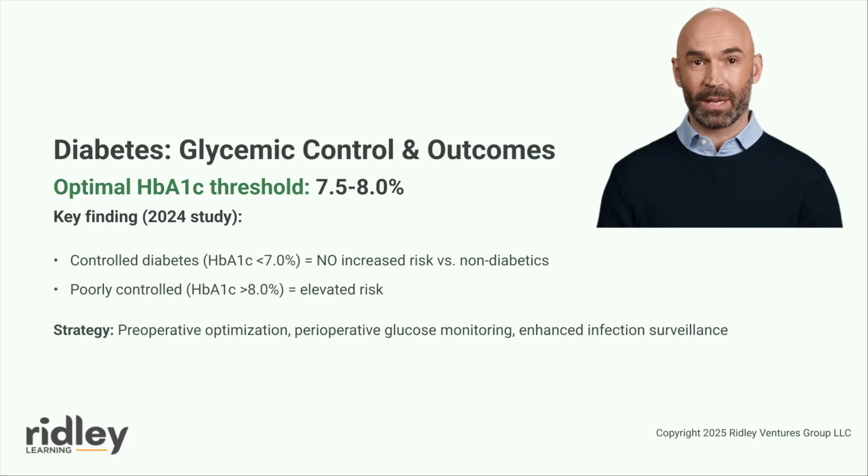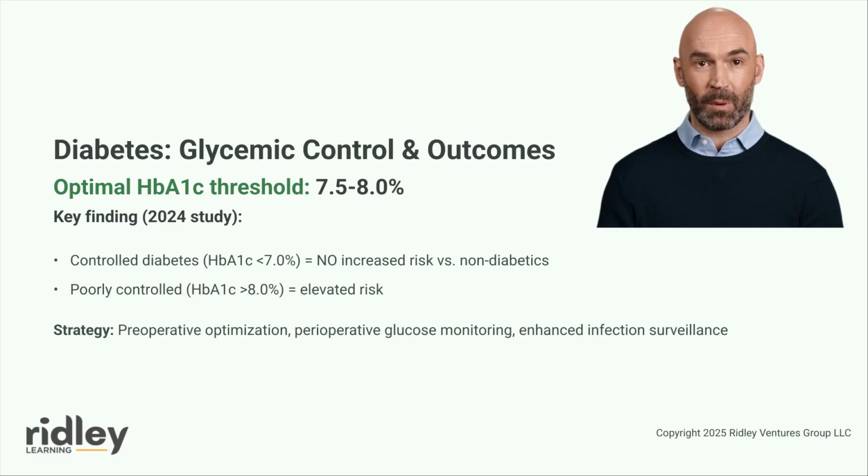Rehabilitation protocol modifications for diabetic patients center on enhanced infection surveillance, meticulous wound care, and individualized progression based on healing status rather than rigid adherence to time-based milestones. Wound assessment should be performed at every therapy visit, with particular attention to erythema, warmth, drainage, dehiscence, or other signs concerning for superficial or deep infection. Patients should be educated regarding the signs and symptoms of infection and instructed to seek immediate medical evaluation if fever, chills, or wound drainage develop.